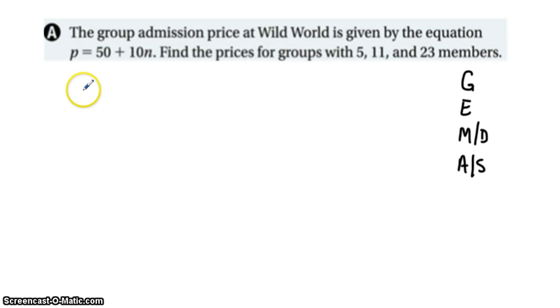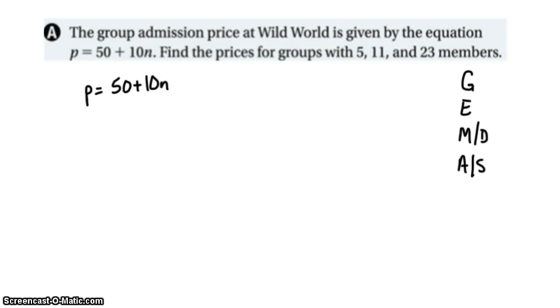So first thing we need to do is rewrite the entire equation, and no matter how simple it seems, we need to get into the habit of showing each step of the process. So P equals 50 plus 10 times n.